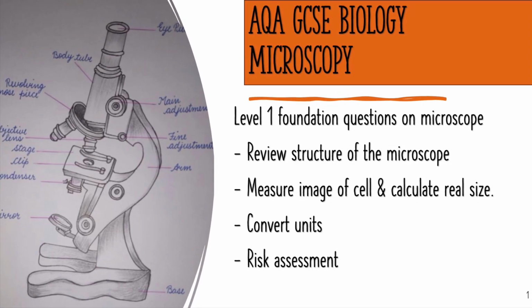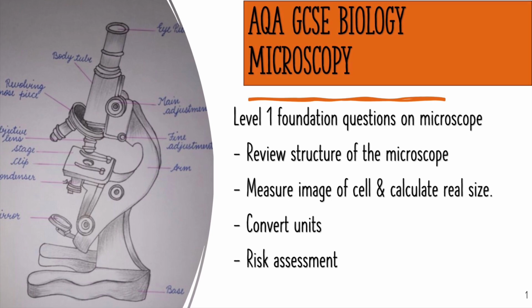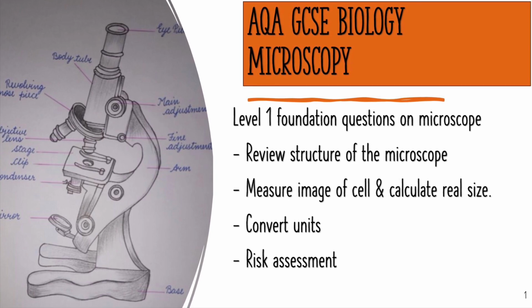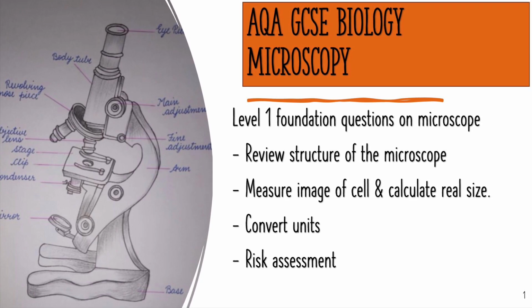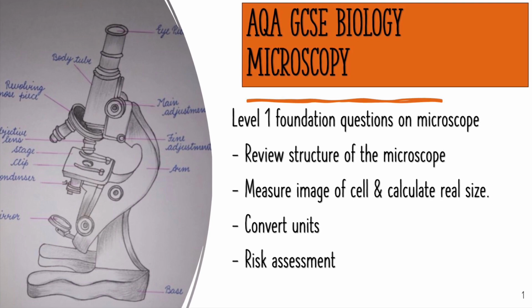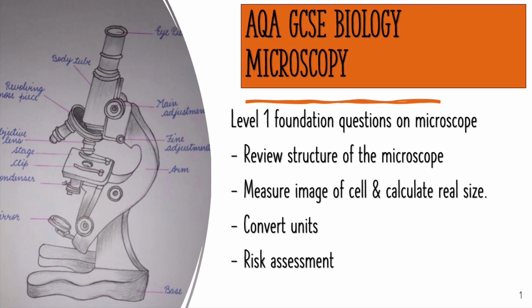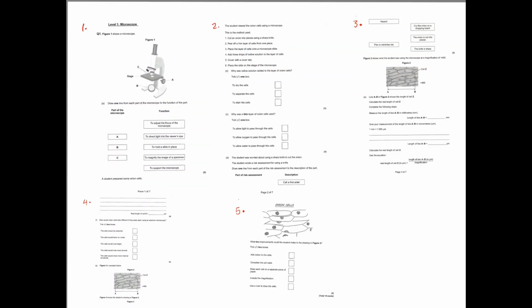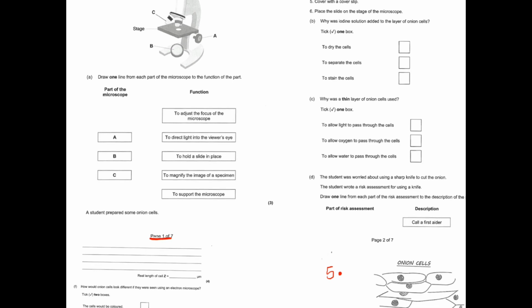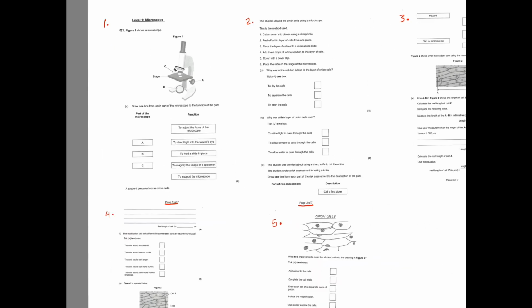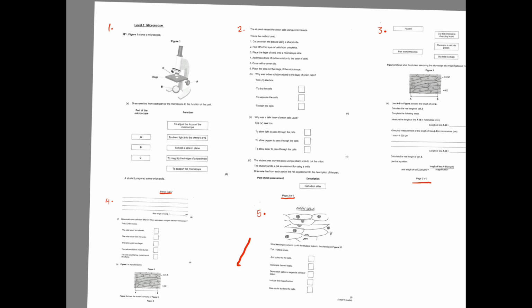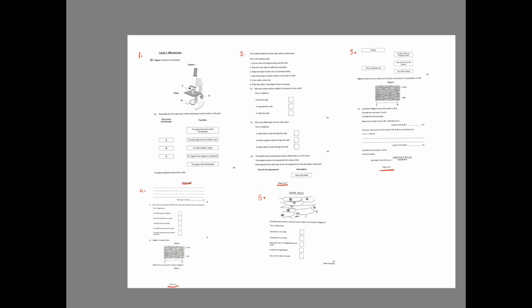We're looking at AQA GCSE biology microscopy. So we're looking at the microscope and different parts of the microscope. We're going to measure cells and calculate the image size of cells, etc. So the first question is about the structure of the microscope. Now there are many other parts to it, but in this lesson we're only looking at 3 parts.